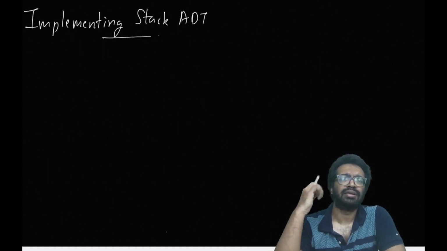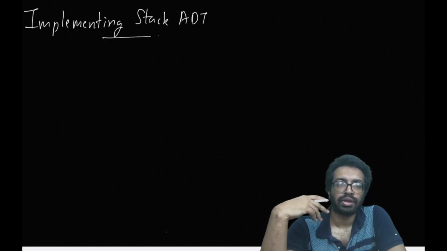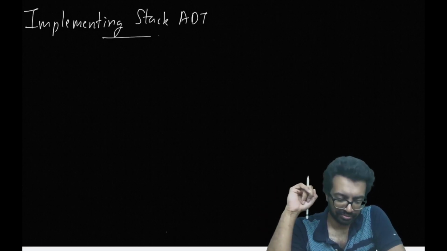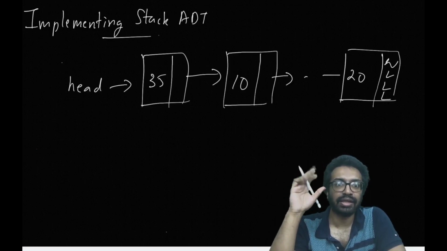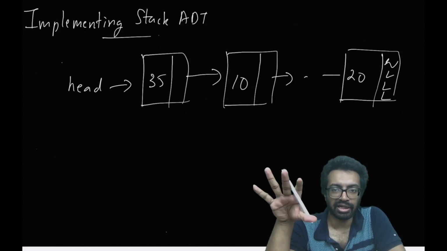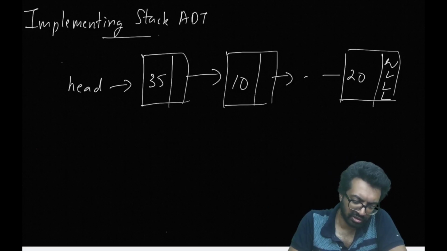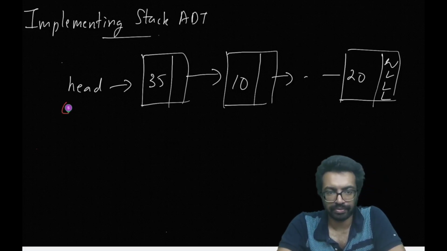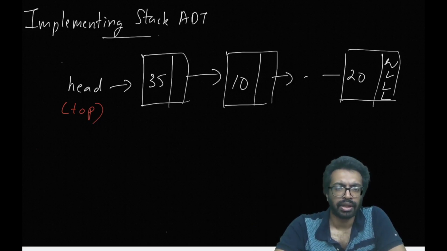Hello. We want to implement a stack ADT. And how are we going to implement a stack? We use a linked list. Here is an example of a stack being represented by a linked list. Now, the top of the stack is going to be our head position of the linked list. Okay, that's the view we are going to take.